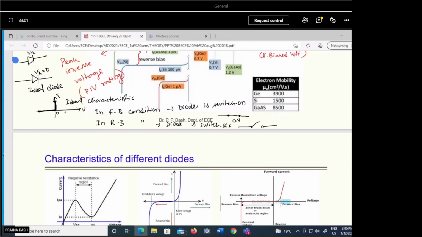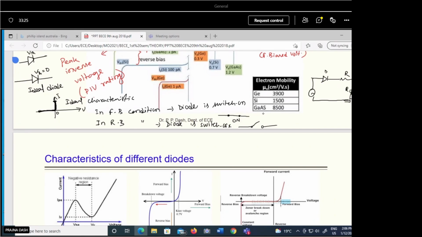Whenever in a numerical it is mentioned that a diode is in a circuit, suppose a particular circuit has some resistance, this is the diode, and we are applying some voltage, and suppose this is the load resistance, we need to find the output voltage V naught here.